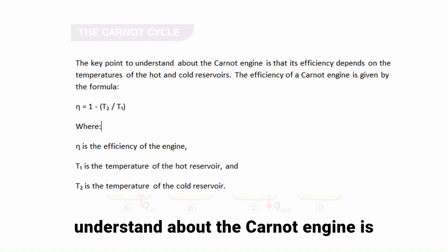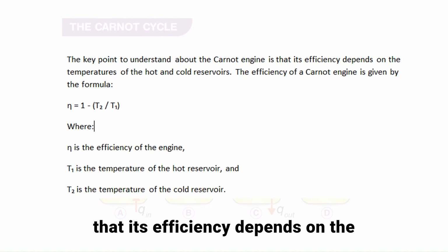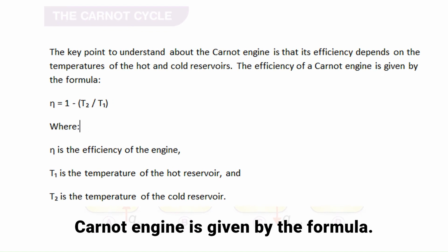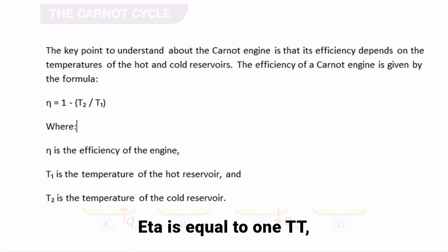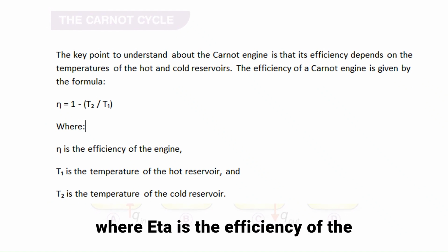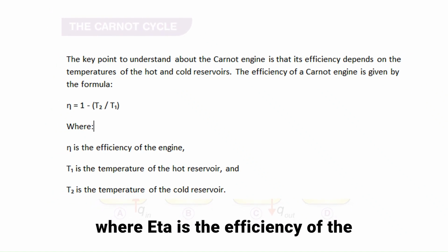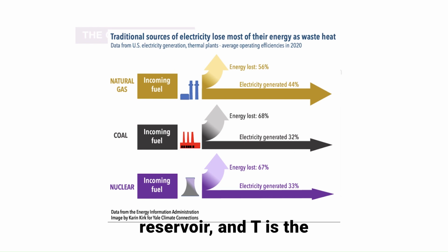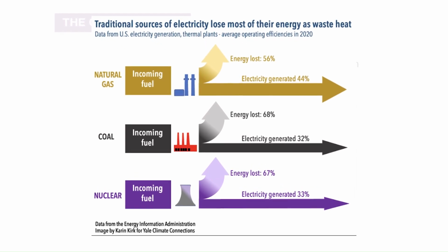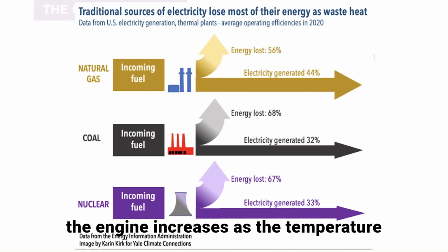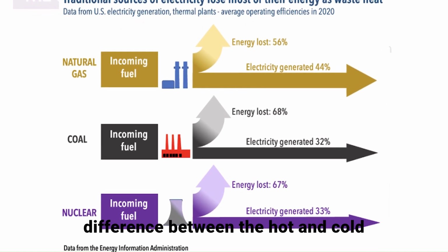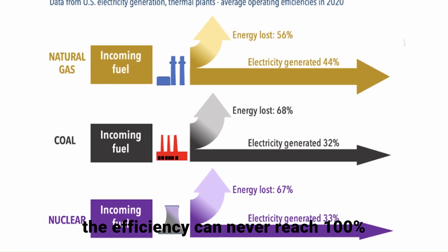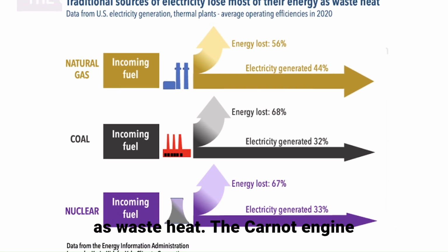The key point to understand about the Carnot engine is that its efficiency depends on the temperatures of the hot and cold reservoirs. The efficiency of a Carnot engine is given by the formula eta is equal to 1 minus Tc over Th, where eta is the efficiency of the engine, Th is the temperature of the hot reservoir, and Tc is the temperature of the cold reservoir. This formula shows that the efficiency of the engine increases as the temperature difference between the hot and cold reservoirs increases. However, the efficiency can never reach 100% because some energy will always be lost as waste heat.